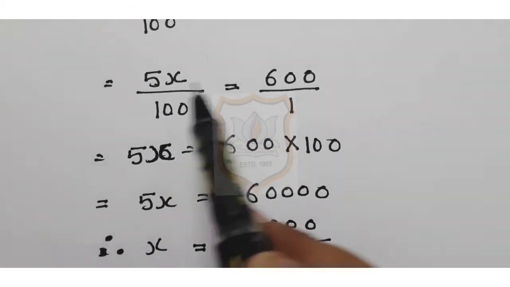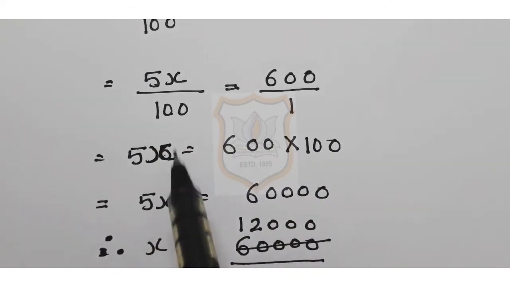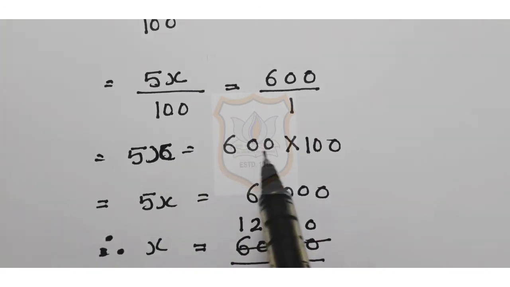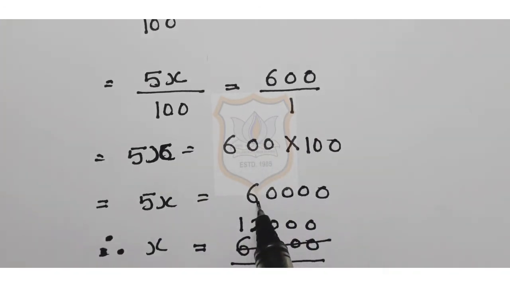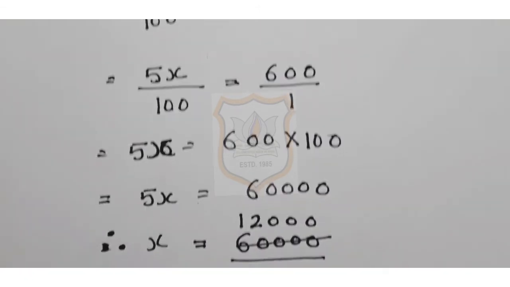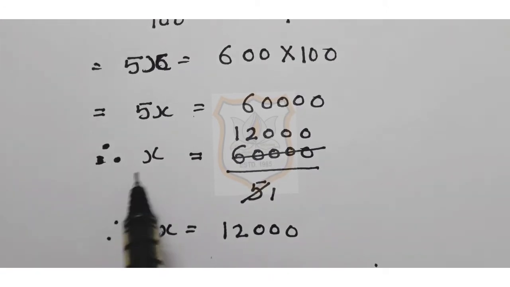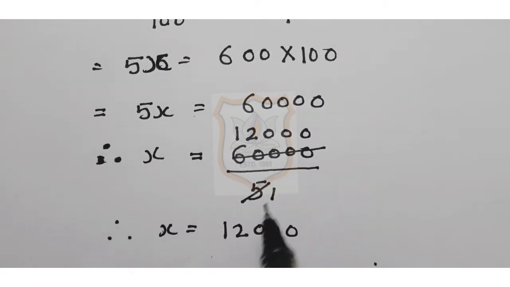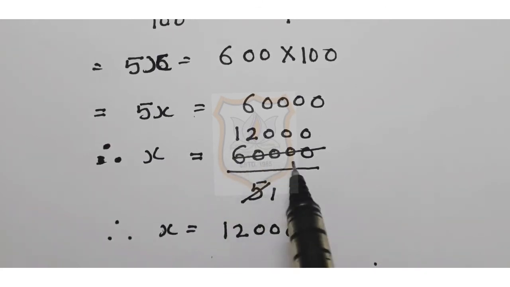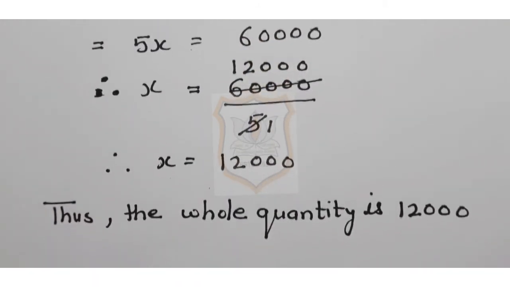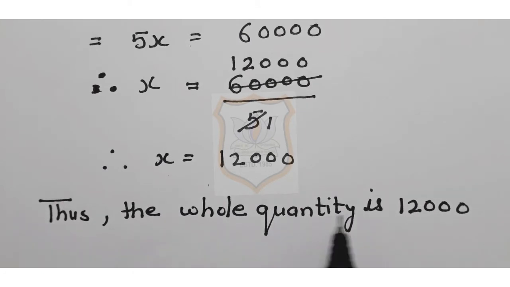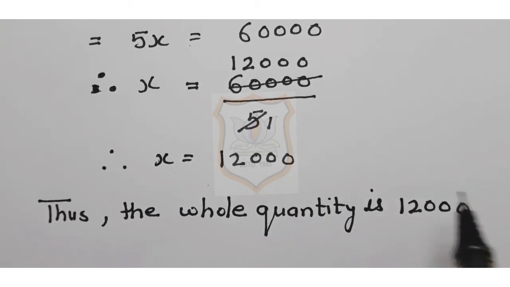Cross multiply. 5x into 1 is equal to 5x. 600 into 100 comes to be 60,000. 5x is equal to 60,000. Now we have to find out the value of x. Therefore, x is equal to 60,000 upon 5. 5 twelves are 60, so 12,000 is equal to 60,000. So the value of x is equal to 12,000. Thus we can say that the whole quantity is 12,000, out of which 5% is 600.